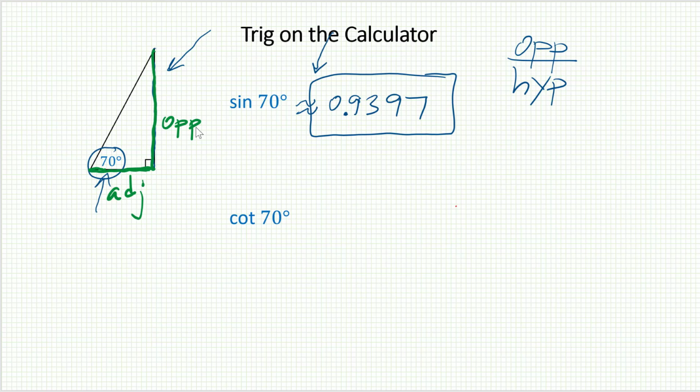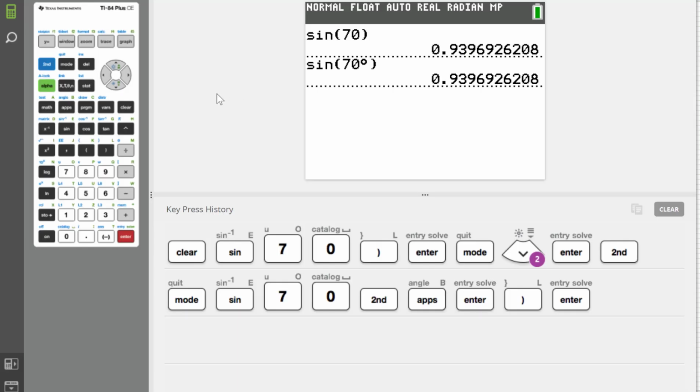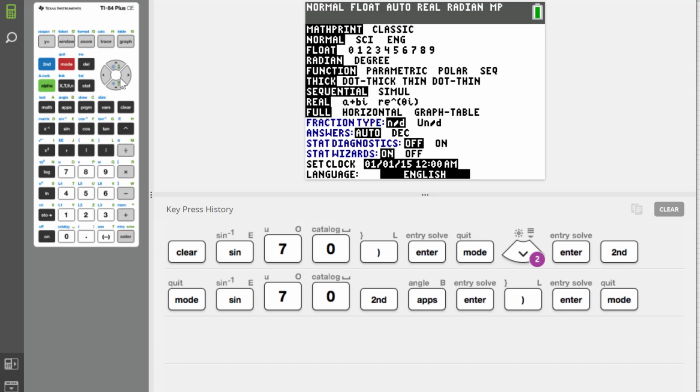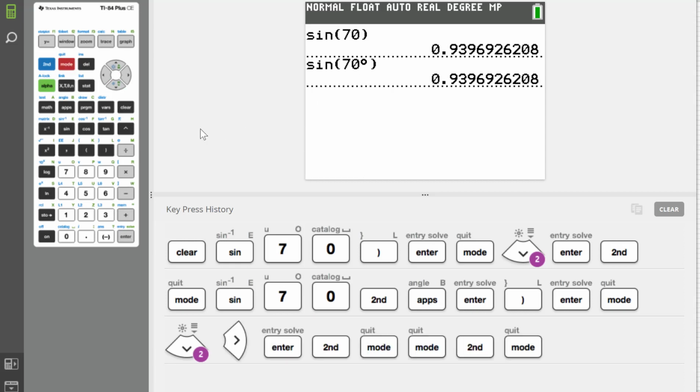Now, I'm noticing this time the adjacent side is a lot shorter than the opposite side, so I'm thinking this ratio is going to be smaller than the number we previously got. In any case, we can get the answer right off the calculator. Let's see, we were given something in degrees, so I really want to be in degree mode. Let me put myself back in degree mode here. And then I'm looking for the cotangent button, but I'm not finding it. I only see sine, cosine, and tangent. Well, there is no cotangent button.